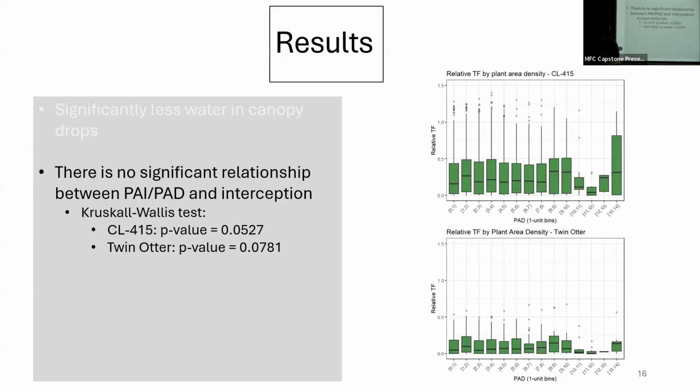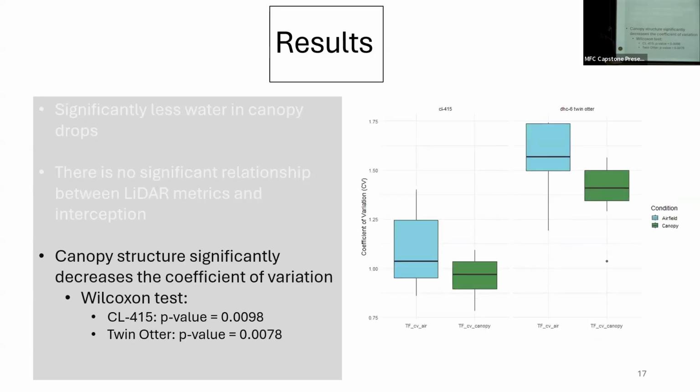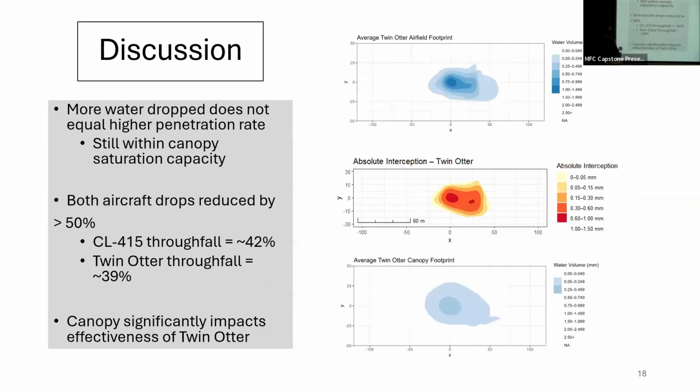Also, the relative amount of throughfall did not differ significantly between the two aircraft. We do, however, see a significant decrease in the coefficient of variation for both aircraft at the canopy site. Recall that the CV is the standard deviation of the drop divided by its mean, and it's a measure of variability. The higher CV seen in the airfield drop is reflective of those distinct, clear contours as you move away from the drop center. Under the canopy, the forest structure acts as a smoothing filter and produces a more homogeneous drop footprint, decreasing the standard deviation, which is the range of water distribution, faster than the decrease in the average amount of water. Okay, so what does this mean?